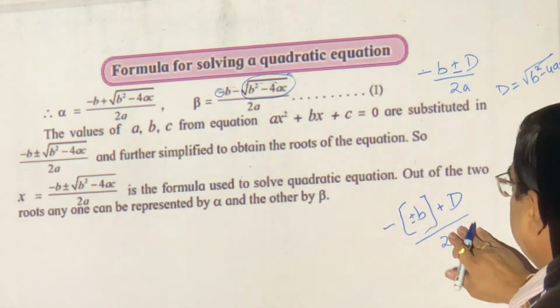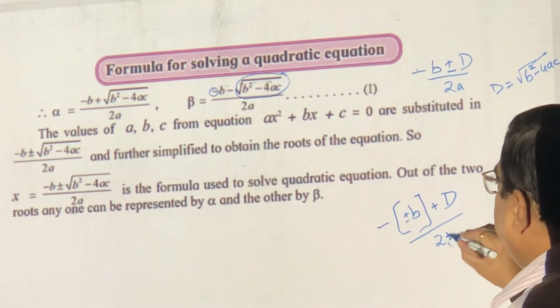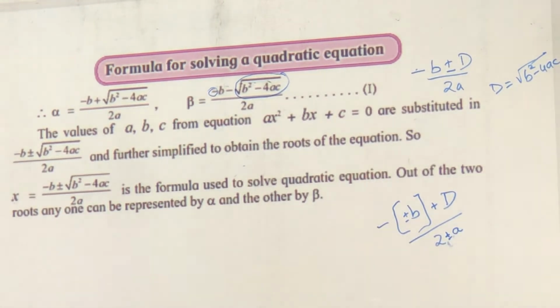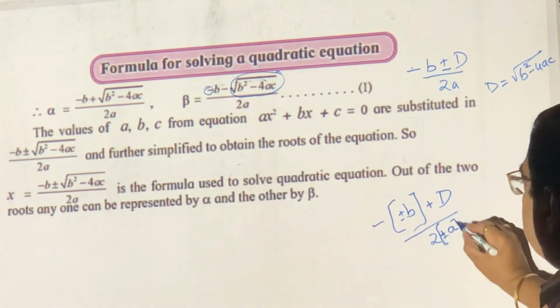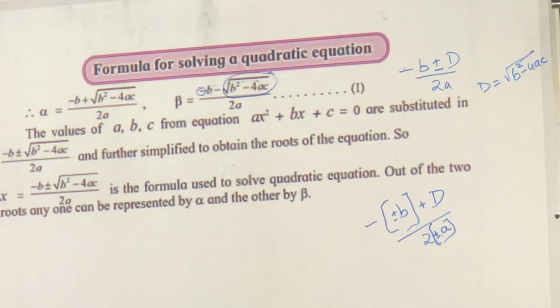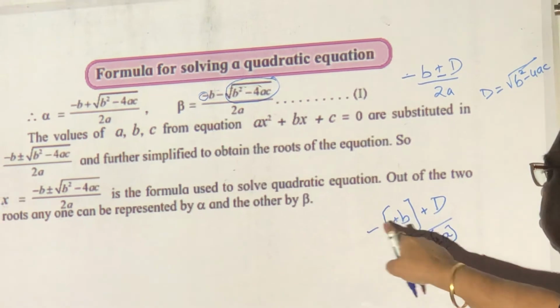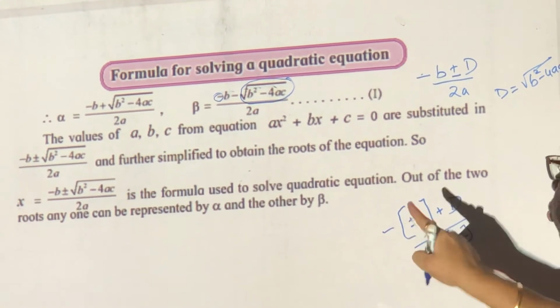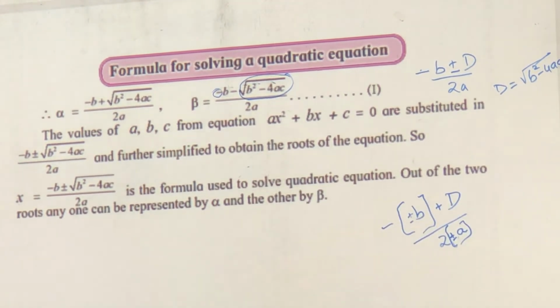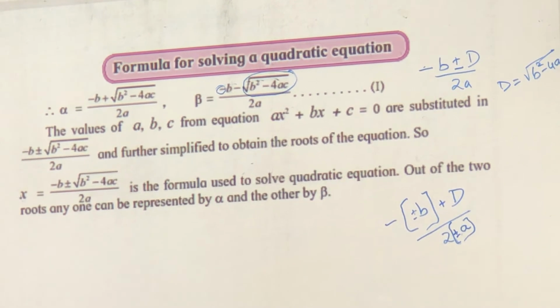And the 2a again won't be minus, but I am very careful. You do not take your sign. Whatever sign is there, you take. Minus into minus will become plus. Plus into minus will become minus. You are not supposed to change the sign. Standard formula. Be very careful.